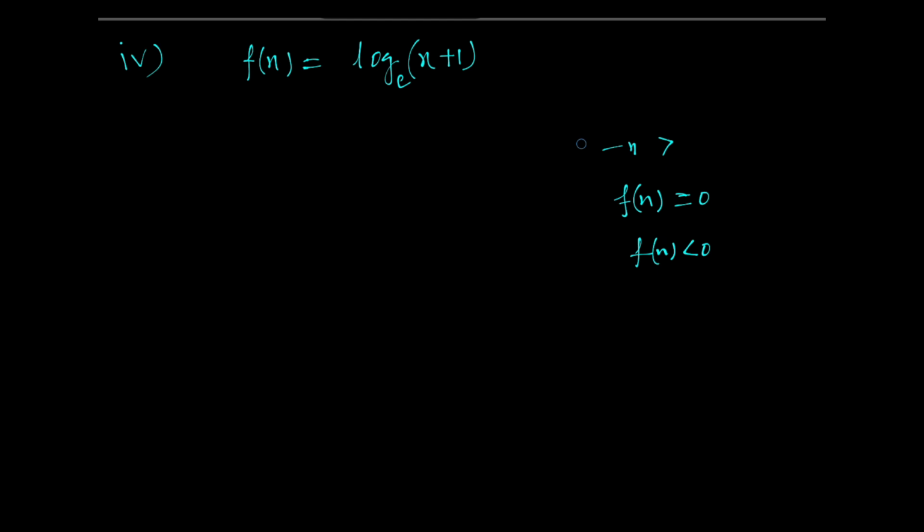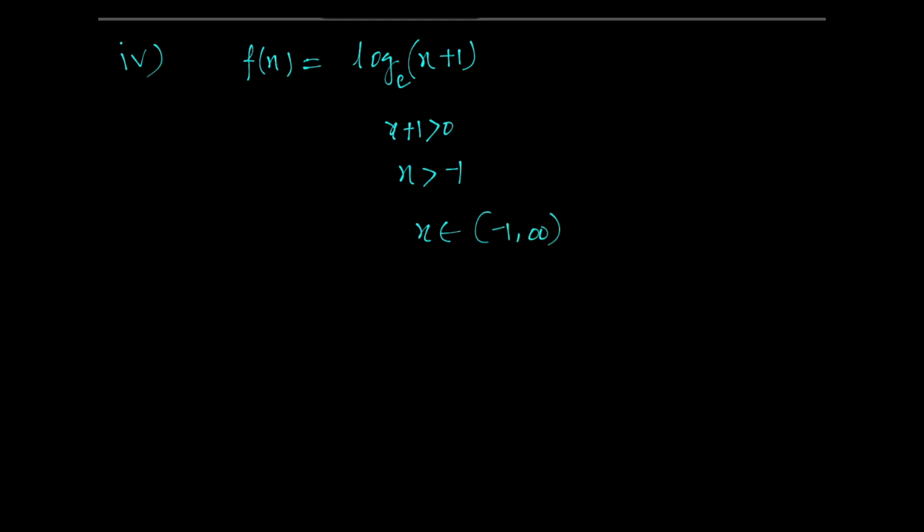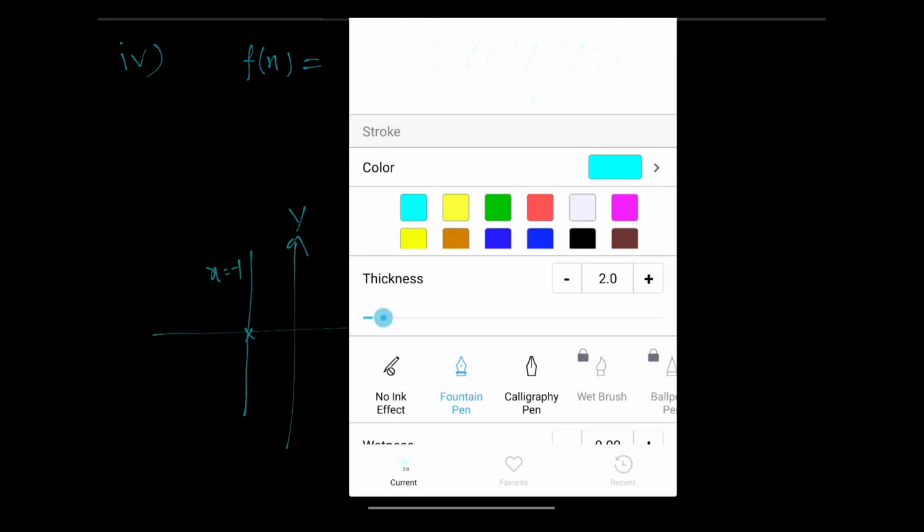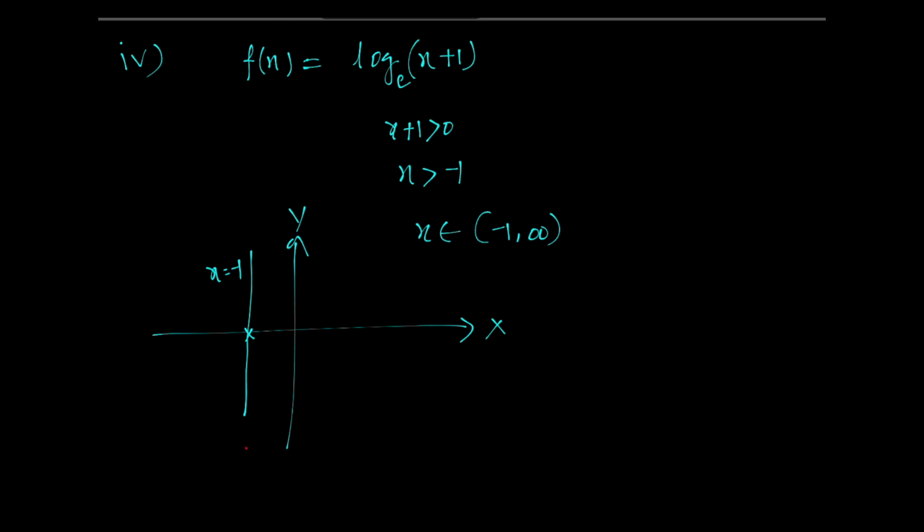So the one and only case in which the overall function is defined is when the internal function is a positive value. Let me write x plus 1 must be greater than 0, which means x is greater than minus 1. X ranges from minus 1 to infinite. If I draw a graph, let's say this is the x-axis and here is the y-axis. The critical point is x equal to minus 1, and with respect to this critical point, the graph looks like this.